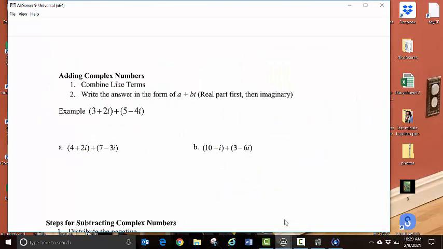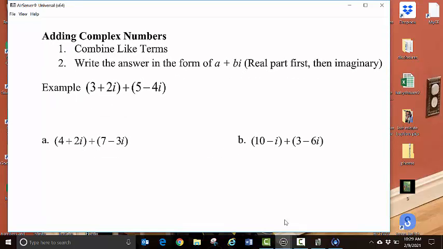the next step with this is how do we work with these numbers? We treat them like variables. We treat it like x. So if we want to add complex numbers, combine like terms. Ignore the parentheses. 3 plus 5 is 8. And 2i plus negative 4i. 2 plus negative 4 is negative 2, so minus 2i. Add the regular numbers, add the imaginary numbers.